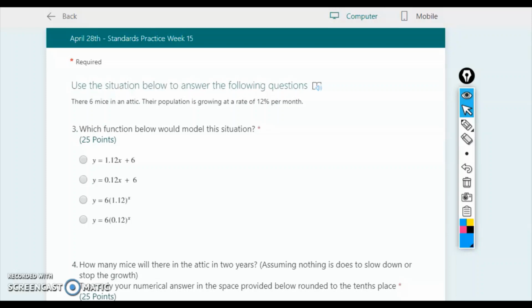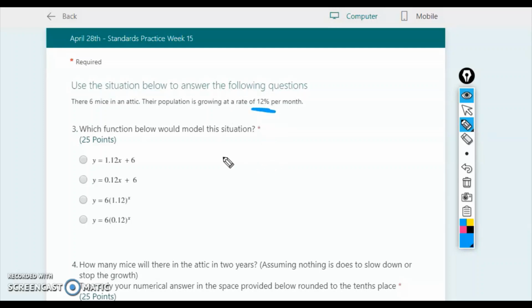Next page. Use the situation below to answer the following questions. There are 6 mice in the attic. Their population is growing at a rate of 12% per month. Okay, so 6 mice in the attic growing at a rate of 12% each month.